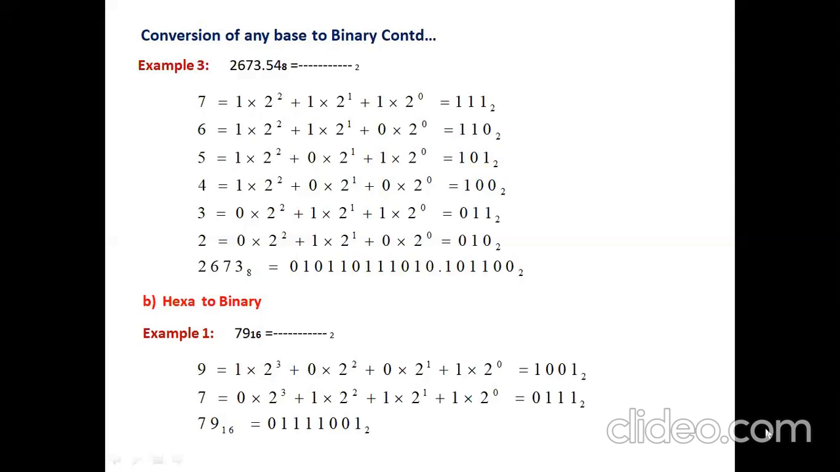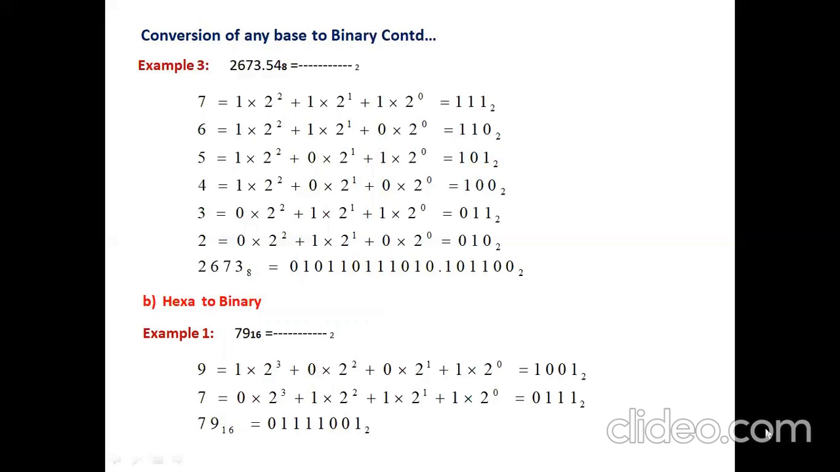And here also what happens is 7 means it is 111, 6 means 110, 5 means 101, 4 means 100, 3 means 011, 2 means 010. This is the 4 2 1 representation of the individual numbers. After doing individually, then after getting the answers, we have to combine all the answers to get the final result.